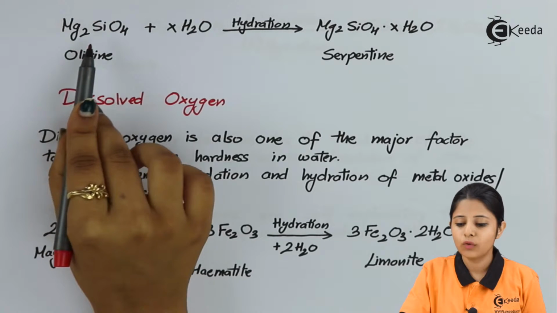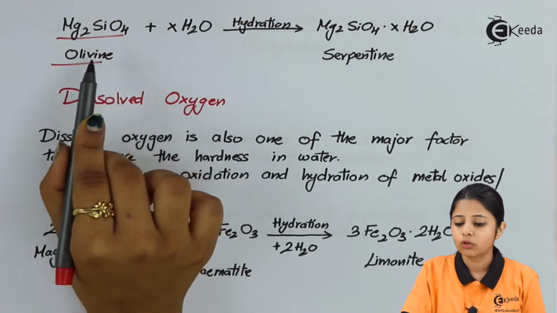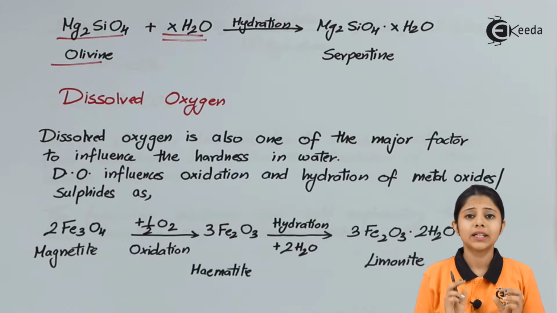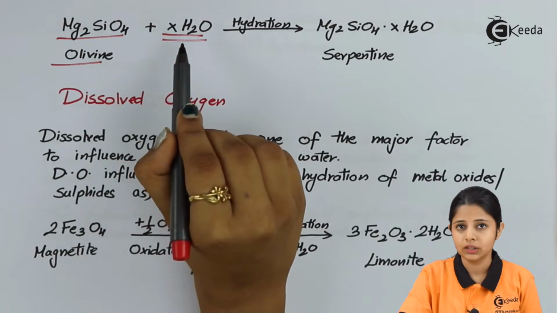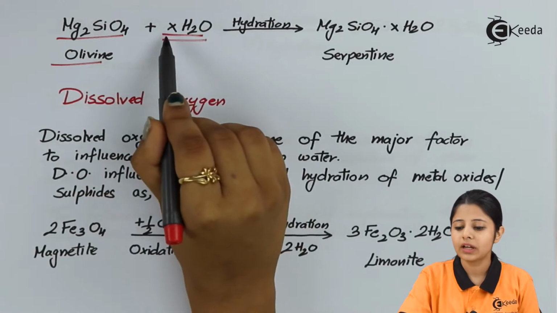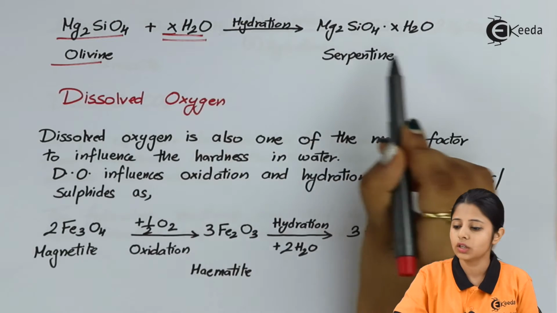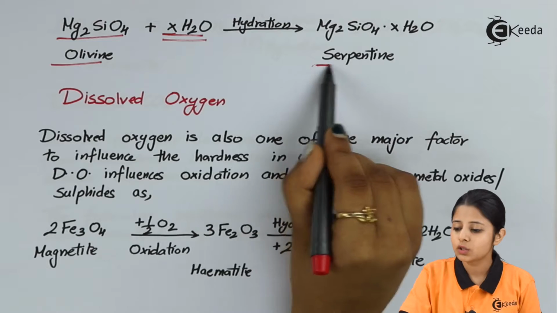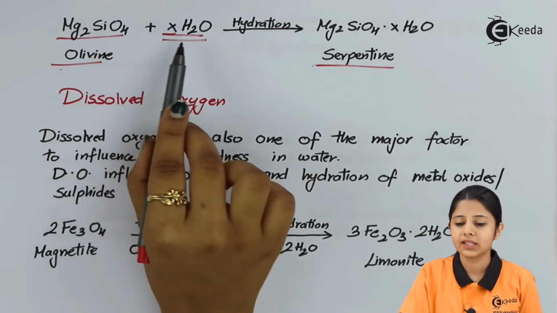The next thing we have over here is Mg2SiO4. This is nothing but olivine. Now to this olivine I have added XH2O. For CaSO4 we knew that it needs 2H2O. But for olivine we do not know the amount of water needed. It depends on the type of olivine and on the amount of olivine. And that is the reason why I have written over here XH2O. On the process of hydration it will form Mg2SiO4.XH2O, and this is known as serpentine. From olivine it forms serpentine with the help of XH2O.